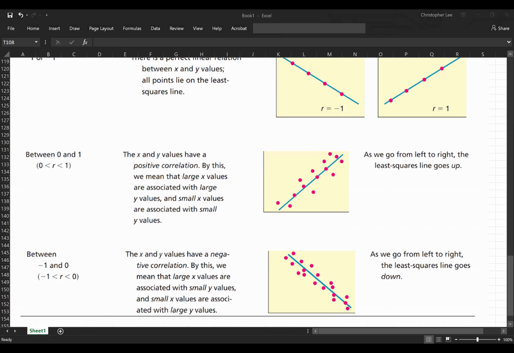Is that the same as not finding the coordinates? I want to know when all the coordinates are on the graph, where are they going? Where does it look like they're going? That's all I'm asking you. Are they going up or are they going down? That's it.